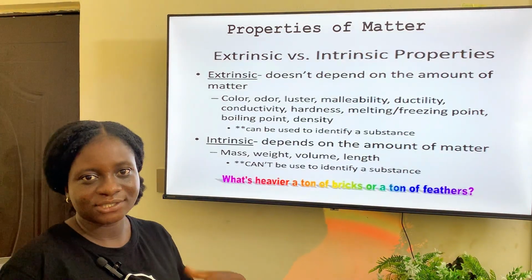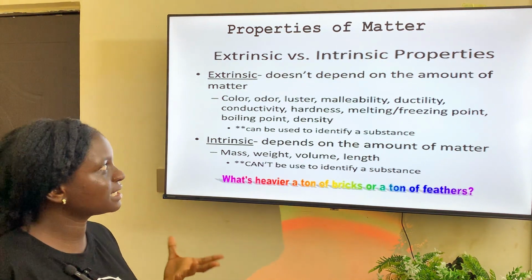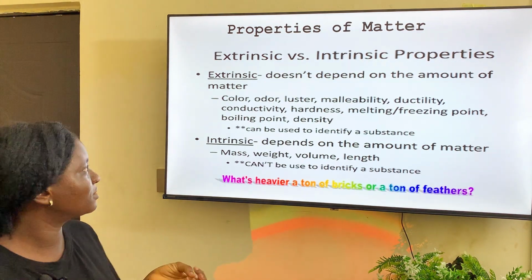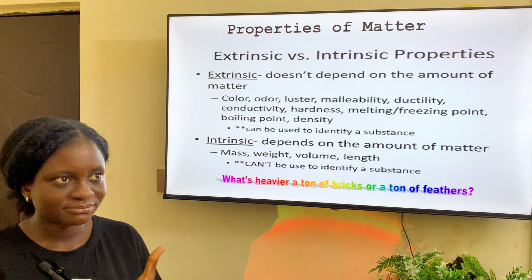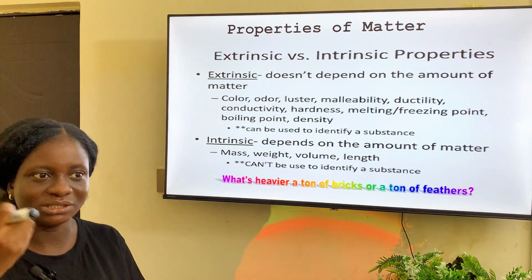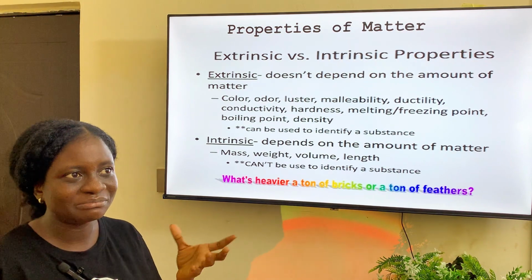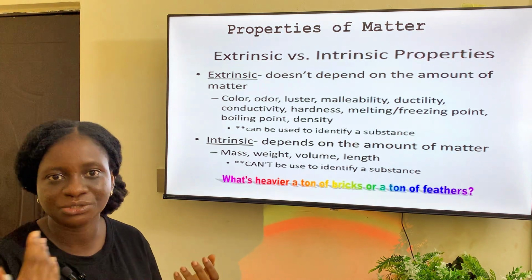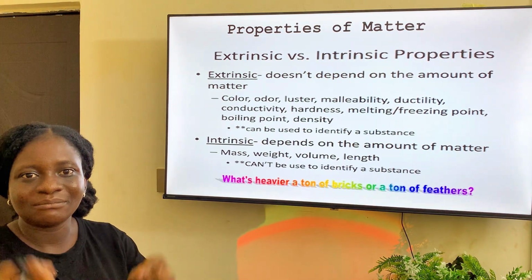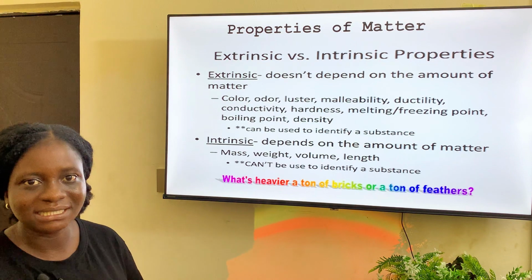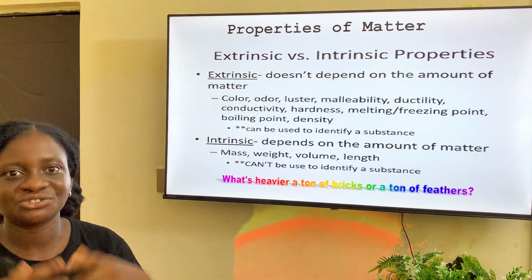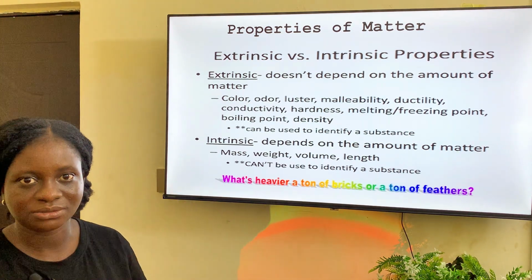What do you mean by extrinsic properties? Extrinsic means it does not depend on the amount of matter. Like, it doesn't depend on the weight, it depends mainly on the features. So it doesn't depend on the amount, how much it weighs, the length. No, that's extrinsic, just the features.